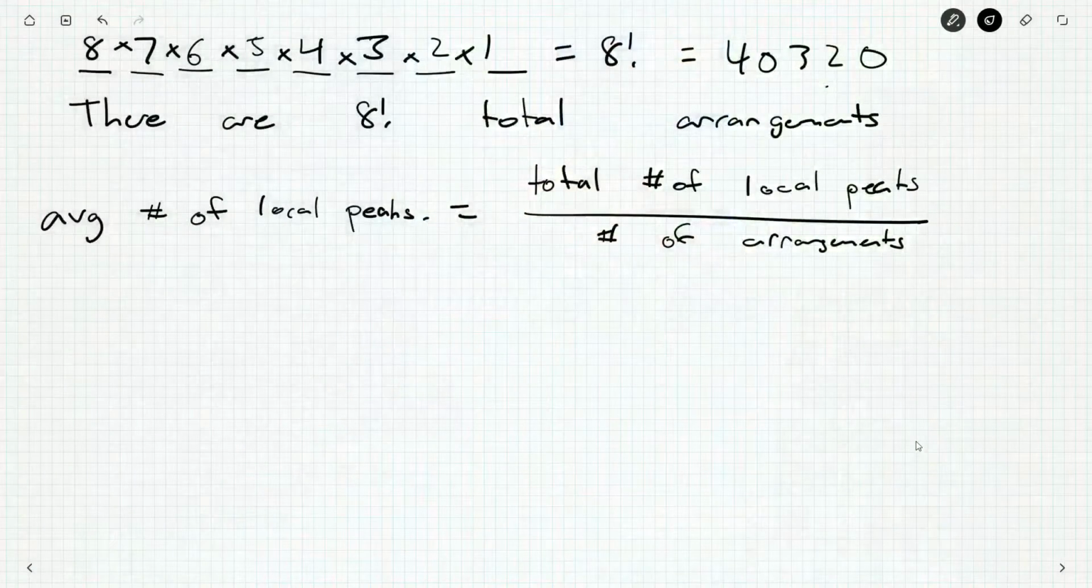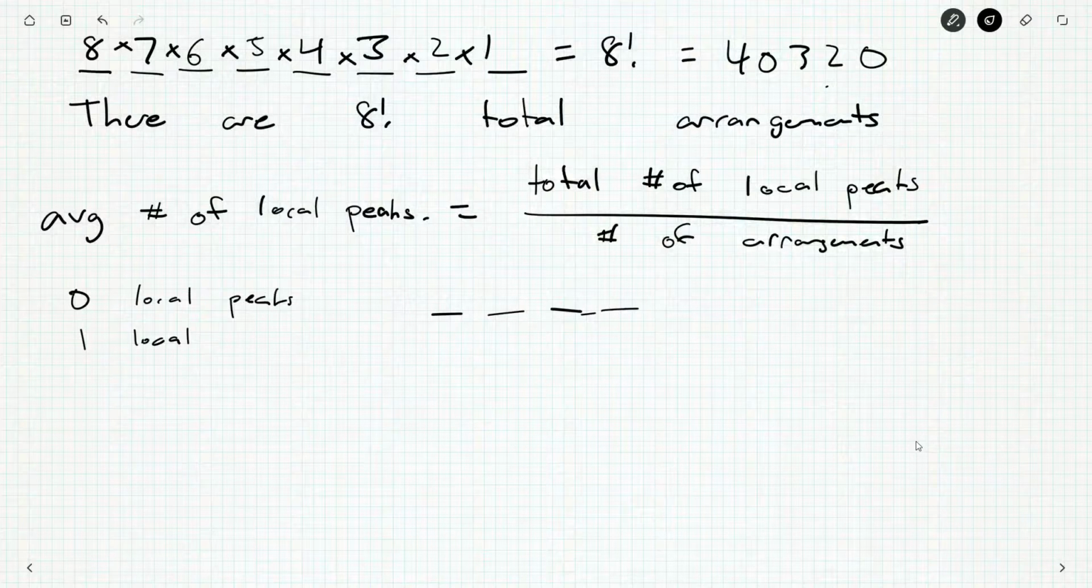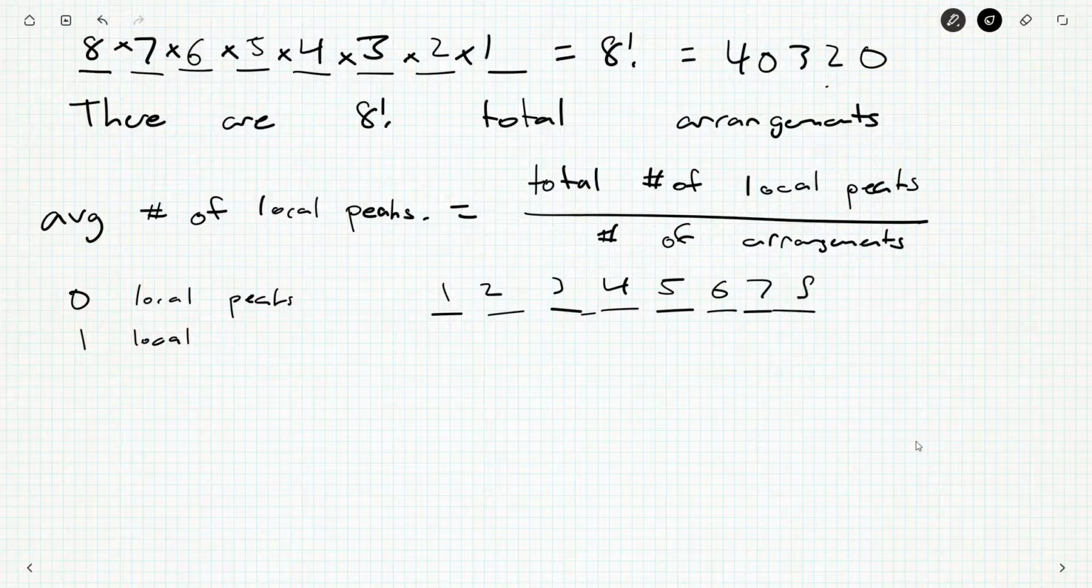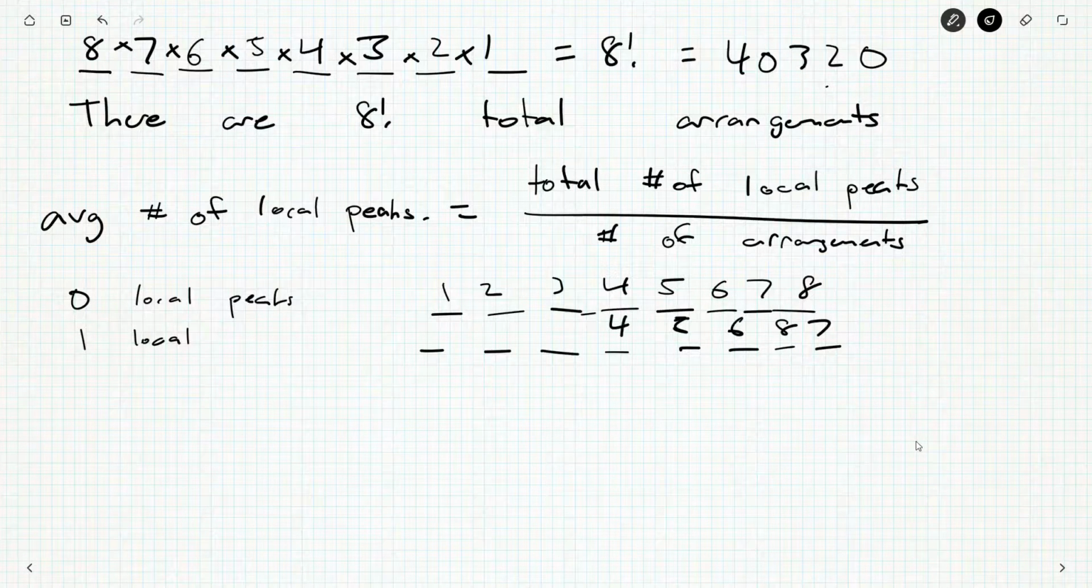But what I essentially did is this. I said, well, what can we have? We can have one local peak. We can have no local peaks. And what does that look like? That looks like something like 1, 2, 3, 4, 5, 6, 7, 8. That's no local peaks. You can have exactly one local peak. Just swap the 8 and the 7 around would do.